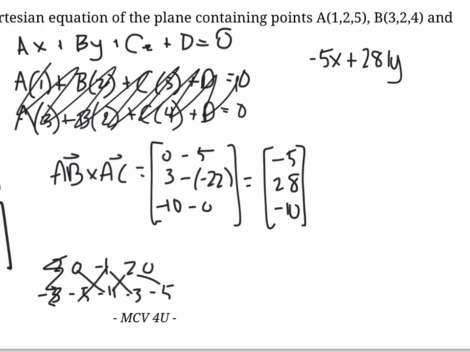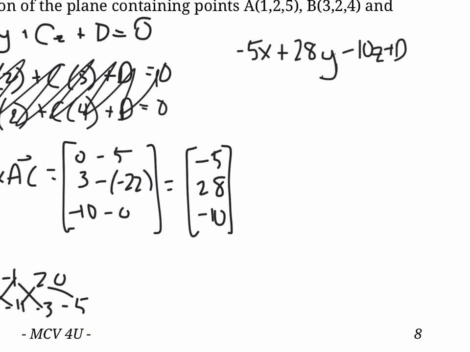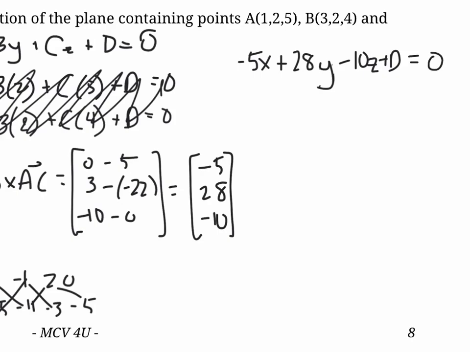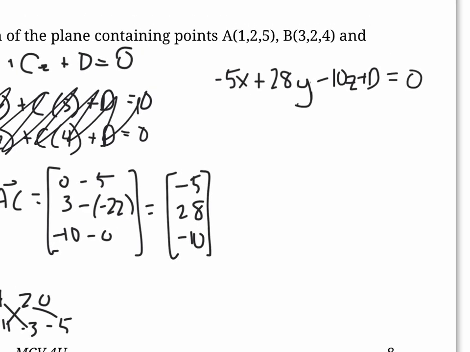Oops, that should be 28y minus 10z plus d equals 0. So we don't know what d is. But if we look, we know a bunch of points on the plane. We know 3 of the points.